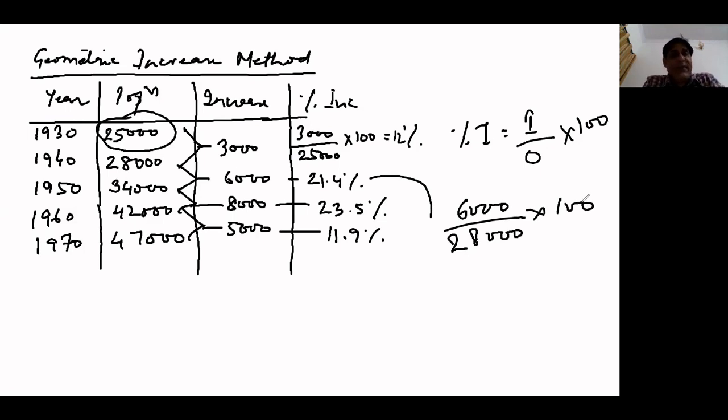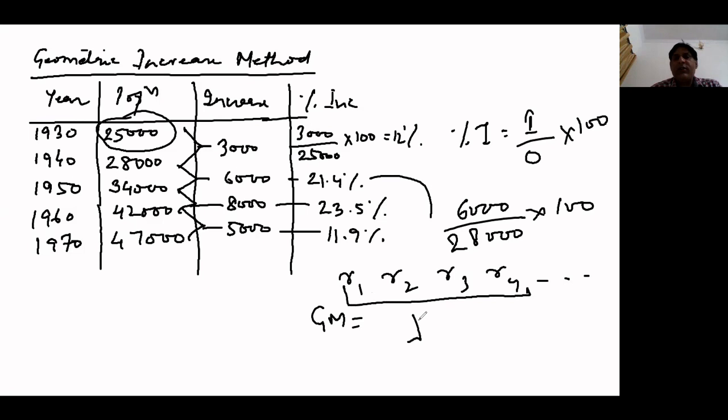Now, once we calculate all the percentages, it may be of n decades. We've got four increasing rates, four percentage rates, that is R1, R2, R3, and R4, and it might be n. So what is the geometric mean? Suppose these are the four values of the rates. So this is the fourth root of R1 into R2 into R3 into R4, right?